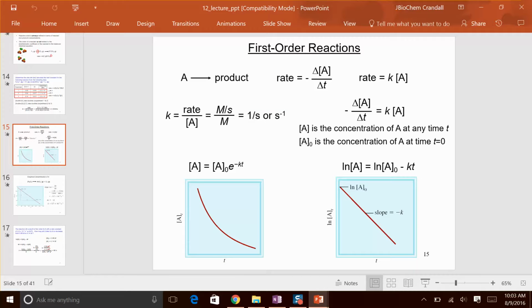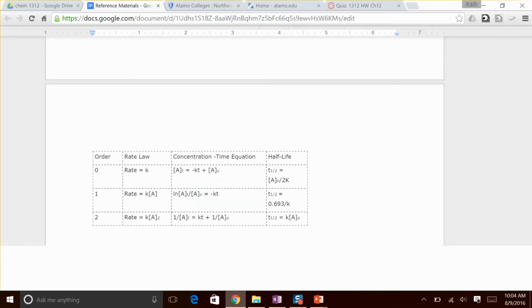This one? Yeah, that one right there. So that has it as minus kt, so I'll do the same thing. The other one, you have a natural log of A over natural log of A, which would be negative kt times natural log of A. Are you saying the one on the reference sheet is wrong? Yes, the reference sheet's wrong. This one's wrong.